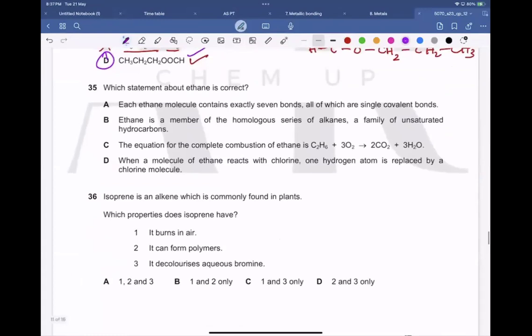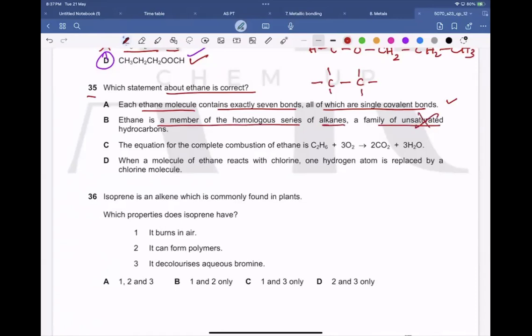Now question number 35. Which statement about ethane is correct? Each ethane molecule contains exactly 7 bonds, all of which are single covalent bond. Yes, it seems correct, because see, ethane is C2H6. So all are single covalent. Ethane is a member of homologous series of alkenes, a family member of unsaturated, not unsaturated.